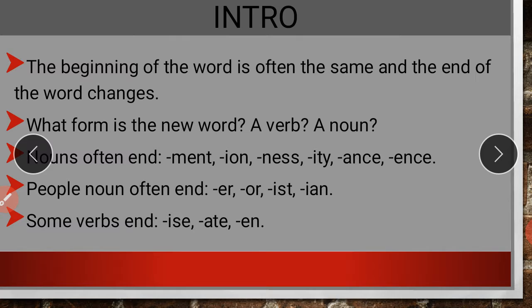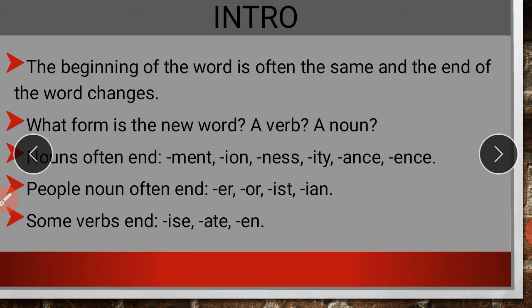Next, I have given you the intro of the word conversions. Generally, the beginning of the word is often the same, but the end of the word changes. For example, you can see the word conversion. Conversion is a noun.